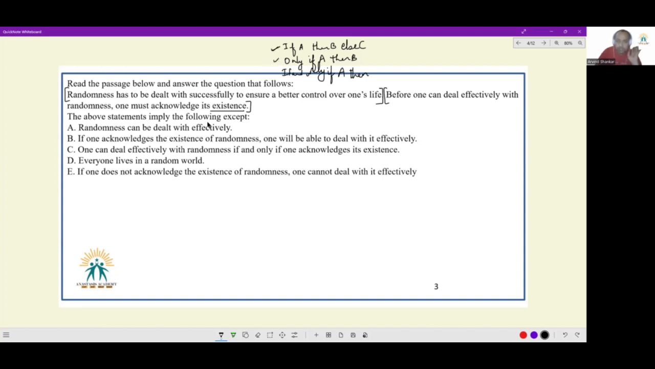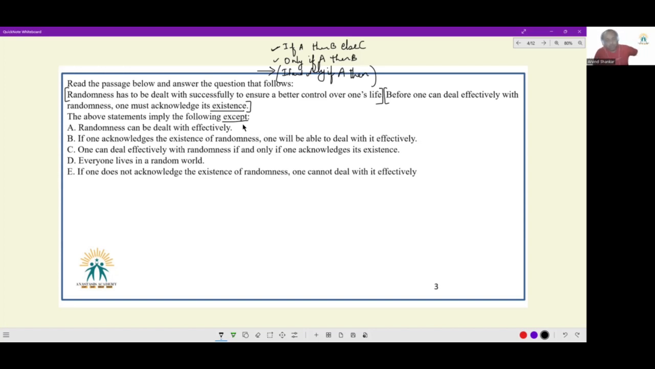Both of these ideas have been mentioned. And when both of these ideas are mentioned, then essentially we have got into the third version. If and only if you acknowledge the existence of randomness, you can deal with it, then you can successfully ensure a better control over one's life. Both of these statements combined can be interpreted or can be inferred. Okay. The question finally is, the above statements imply the following except. So we are looking for something that is not implied by the statements given.